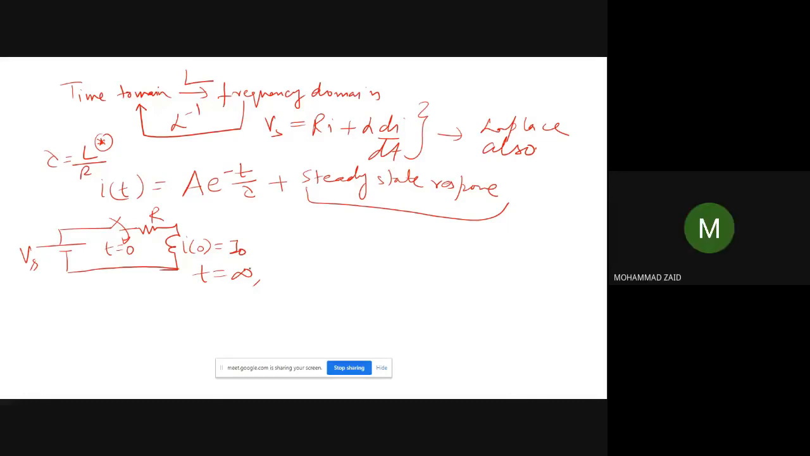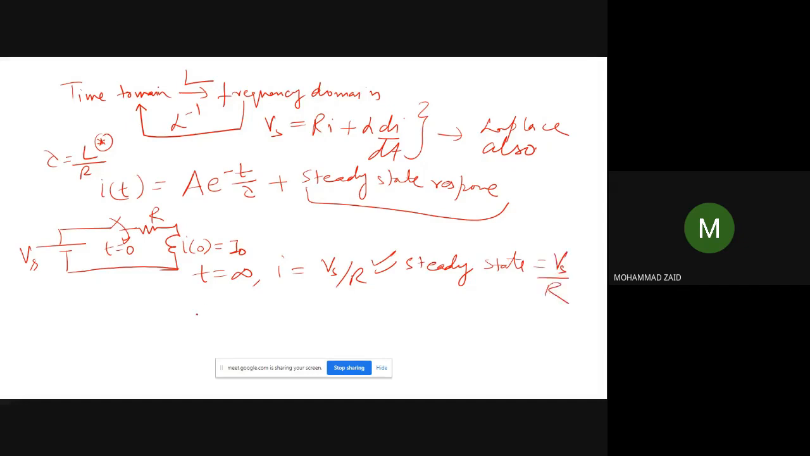Yes, very good. So I is equal to Vs by R. So that is the steady state. That can be written directly just by knowing the property of inductor, because the inductor will get short circuited at t is equal to infinity, similar to the case of capacitor which gets open circuited at t is equal to infinity. So steady state is already known. Steady state is Vs by R.